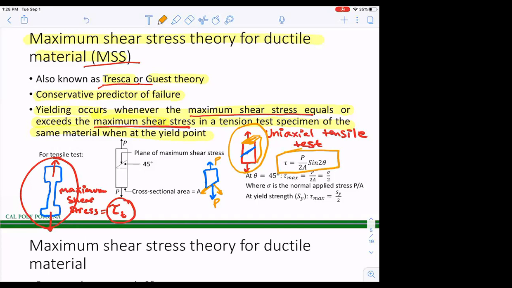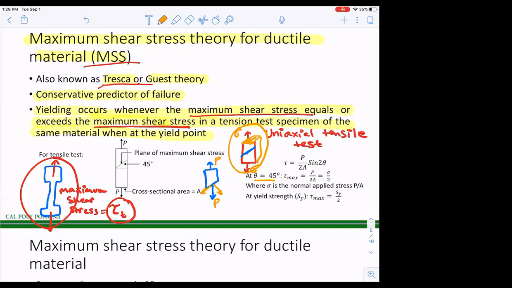at what angle will you see maximum shear stress? 45 degree, correct. And at that value, your maximum shear stress becomes P by 2A, right? So P by A is the sigma stress you're applying. So half the normal stress is the maximum shear stress you see in a tensile test. Do we agree?